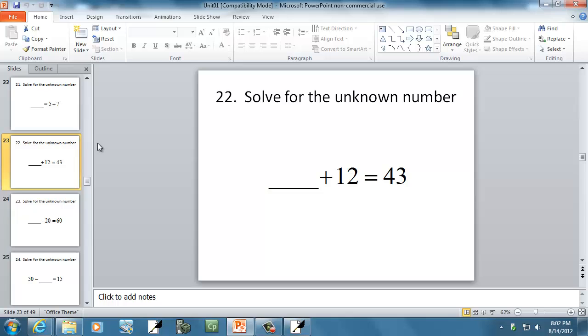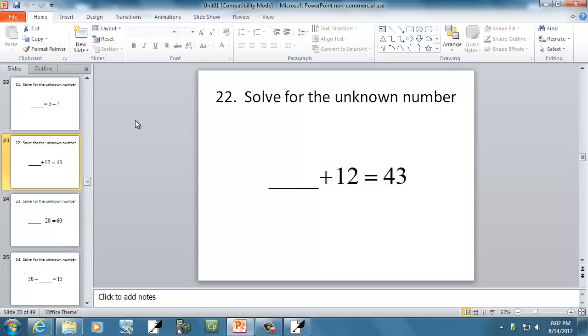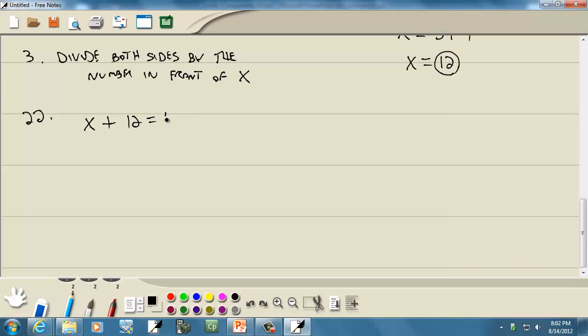Number 22, we got blank plus 12 equals 43. So again, where the blank is, I'll put an X. So I got X plus 12 equals 43. Well, our first step is get rid of fractions, don't have any. Second step, get everything with a number on one side, X is on the other side. So I'll take 12 over to the right side. When you take anything across the equals, the sign changes, so the 12 becomes a negative 12. And at any step, combine together numbers: 43 minus 12 gives us 31, I believe. So 31 would be our answer.